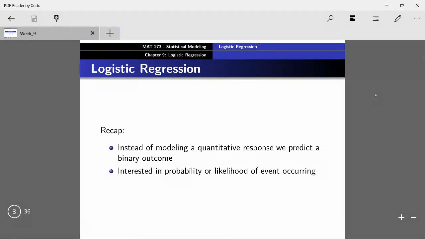So to recap, we've seen how we can model a quantitative or continuous response using a binary outcome. But for logistic regression, we're interested in the probability or the chance of an event occurring, where an event can be something that's considered a success or failure. It's binary in that it has two possible outcomes. So that's when logistic regression is applicable.